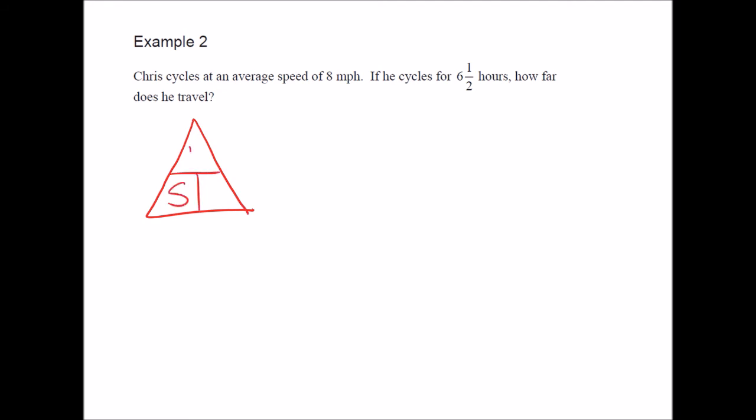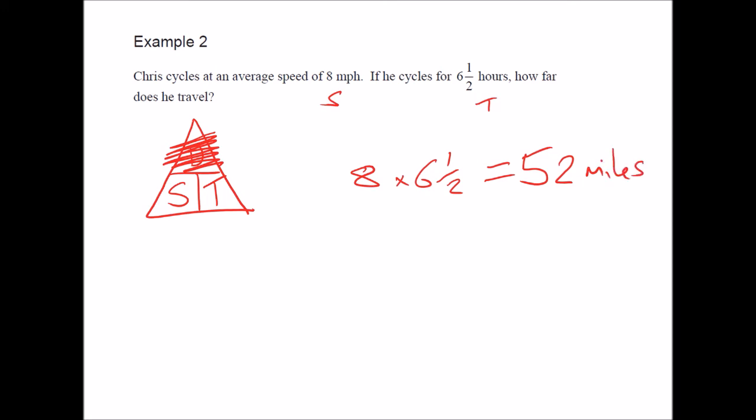So write down the speed, distance, time triangle. Okay, Chris cycles at an average speed of 8 miles per hour. So we've got the speed. He cycles for 6.5 hours, so that's going to be the time. How far did he travel? So we've got to find the distance. So if I cover that up on my triangle, I can see that it's speed multiplied by time. 8 multiplied by 6.5. So use your calculator if you like to work that out, and that will be 52. And because the speed was in miles per hour, it means that our distance is in miles.